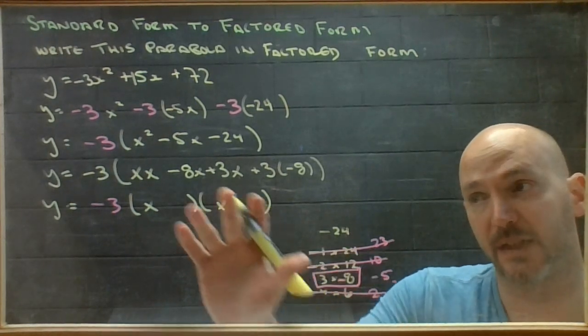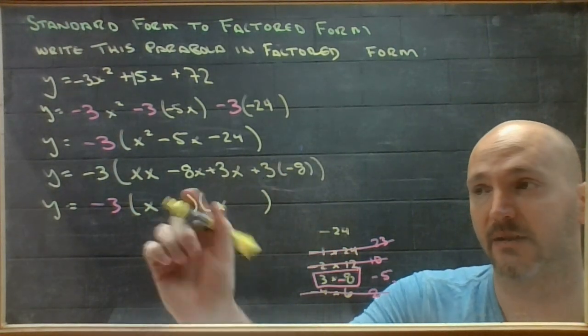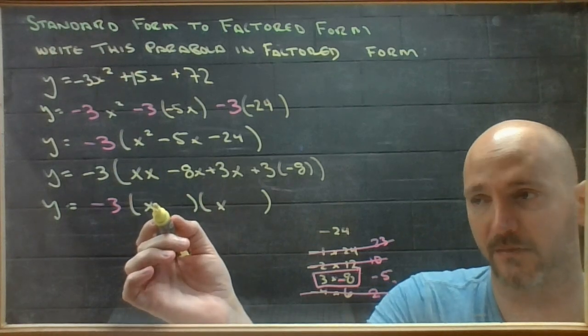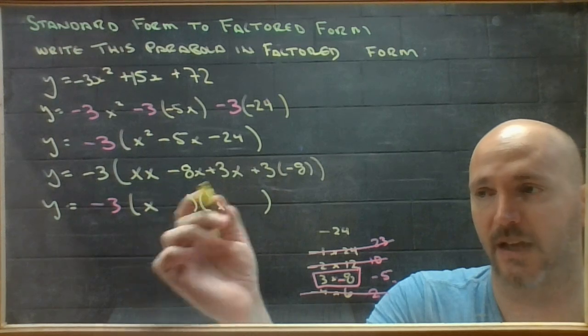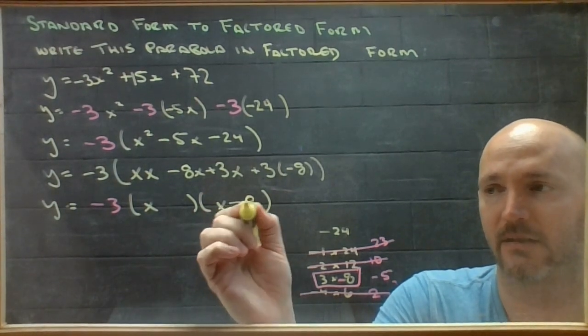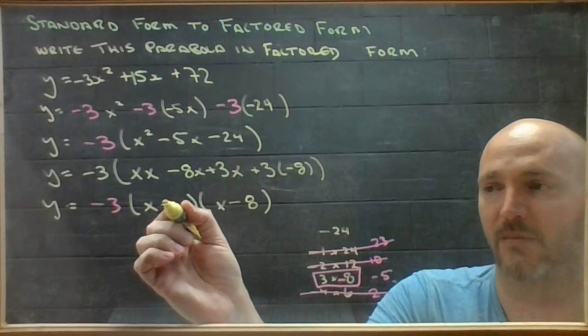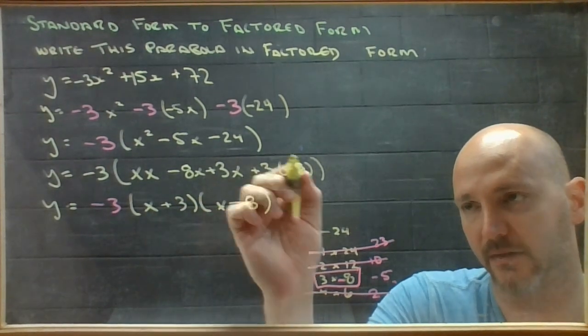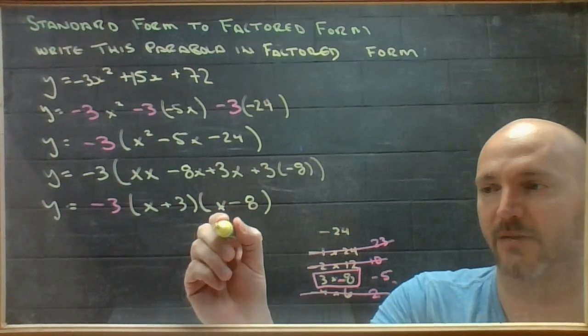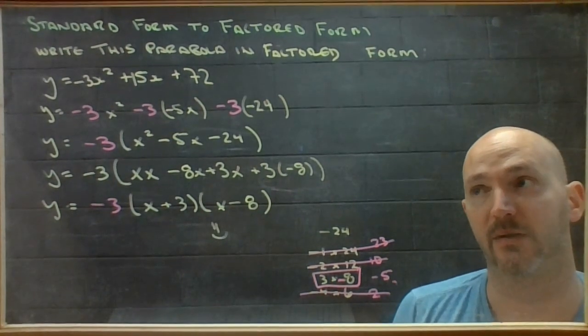So when I split up these things into these two brackets, x and x comes from x times x. X times negative 8 comes from x and a negative 8. 3x comes from a 3 and an x. And 3 times negative 8 goes there. So I have successfully factored that problem.